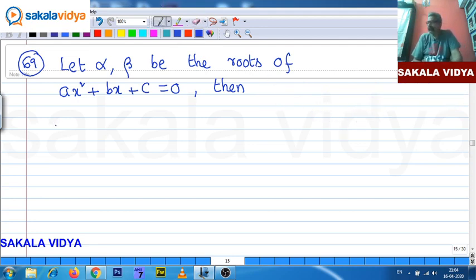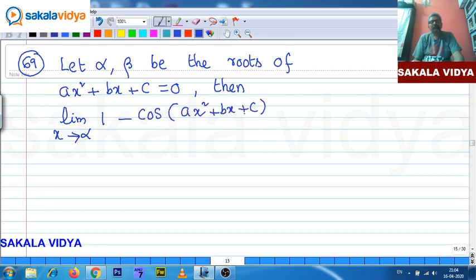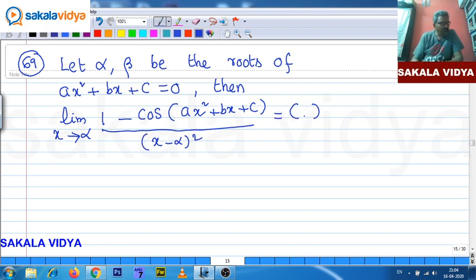Then limit x tends to alpha, 1 minus cos of (ax square plus bx plus c) upon (x minus alpha) whole square equals to. Here is the clear options only.